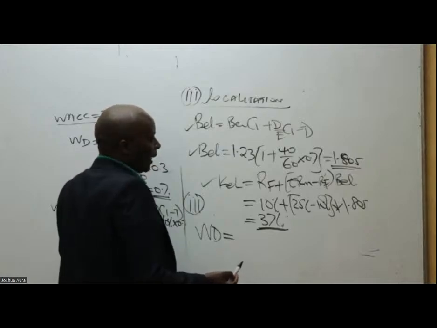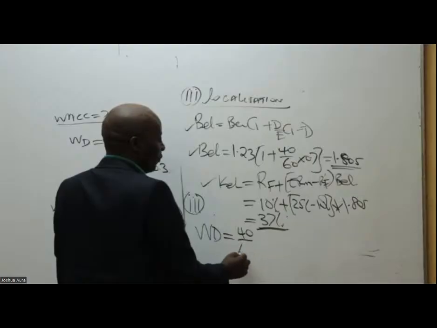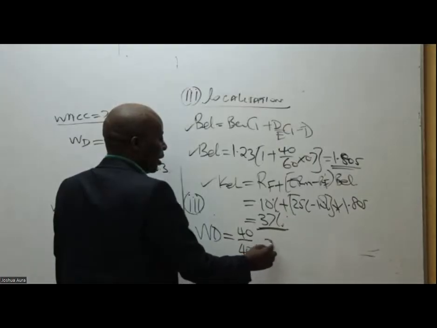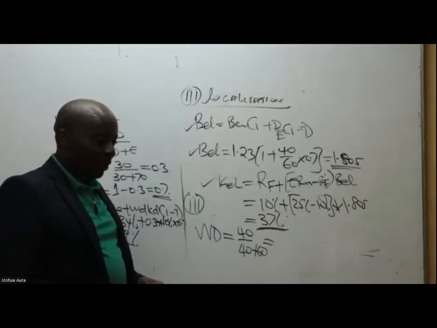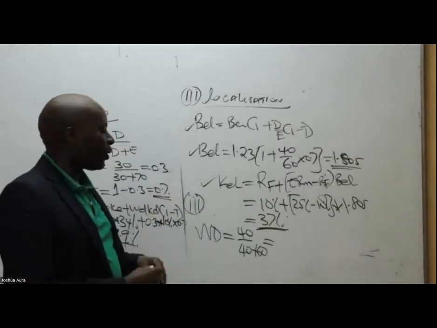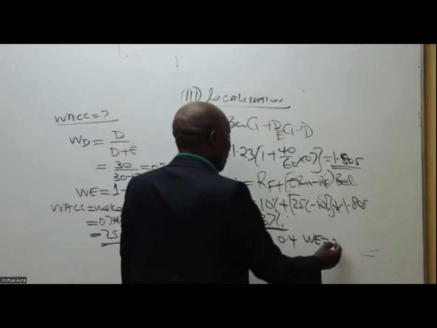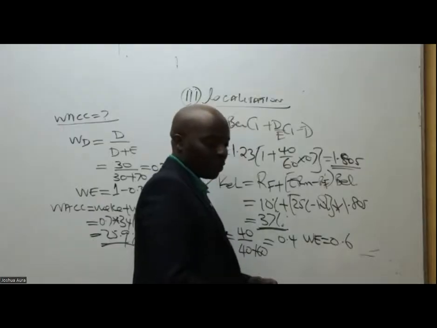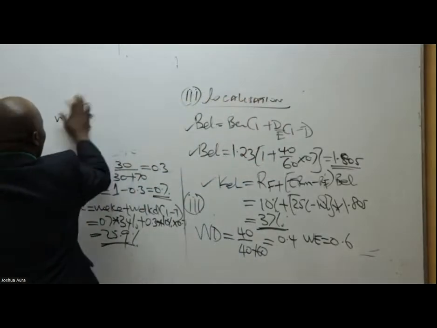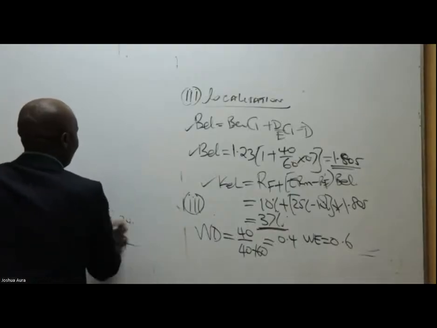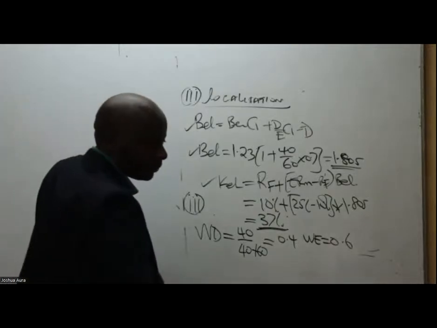Ladies and gentlemen, go ahead and give us WD, weight of debt. So weight of debt is 40 over 40 plus 60. So weight of debt will be equal to what here, somebody? Because it's 0.4. Thank you very much. And if debt is 0.4, then weight of equity will be 0.6.